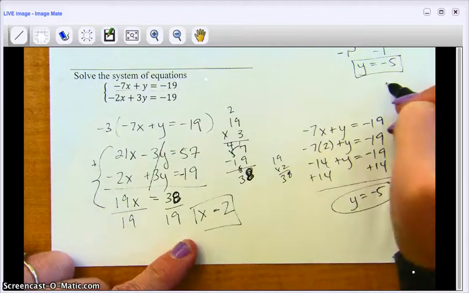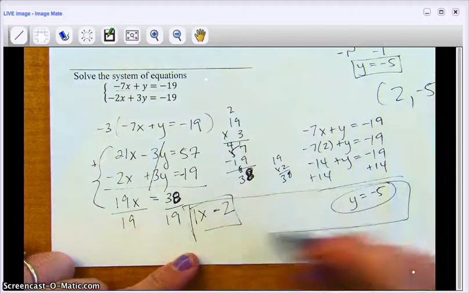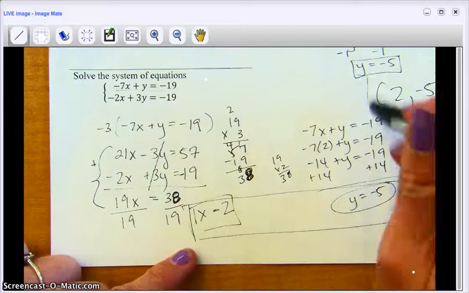So my solution here is 2 comma negative 5. Oh, it's the same as the one above. Interesting. 2 comma negative 5.